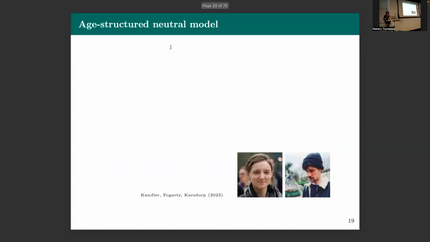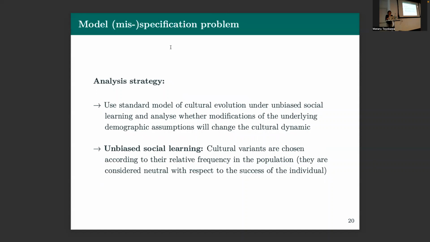Okay, let's start with age structure. That's research done in collaboration with my colleague Laurel Fogarty from MPI and with Volker Karstrup, who works in the digital humanities at the Mertens Institute in Amsterdam. So what's the strategy? What we want to understand is whether age-structured and non-age-structured populations produce the same kind of dynamic of cultural change. To do this, we use a standard model of cultural evolution under unbiased social learning, which I'll explain in a second, and analyze whether modifications of the underlying demographic assumptions, namely age structure or no age structure, will change the dynamic of cultural change.